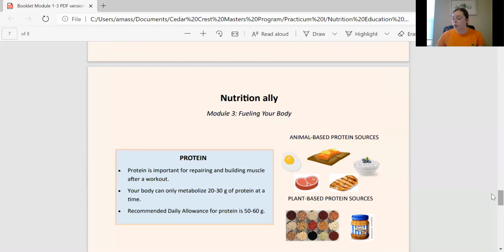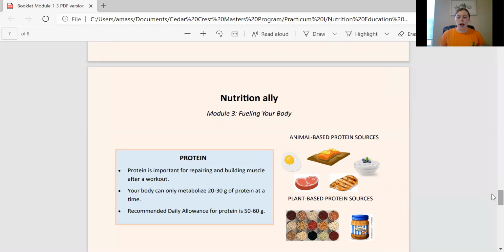So, for example, B12 and heme iron, which is the iron that is most bioavailable in your body, which means that your body can utilize it the best, is going to be found in red meats and those types of animal-based proteins. B12 is not found in plant-based sources, which is why a lot of vegetarians have to supplement B12. But B12 is really important for your energy levels, and iron is really important, again, for your energy levels, especially as women. We tend to run lower in iron.